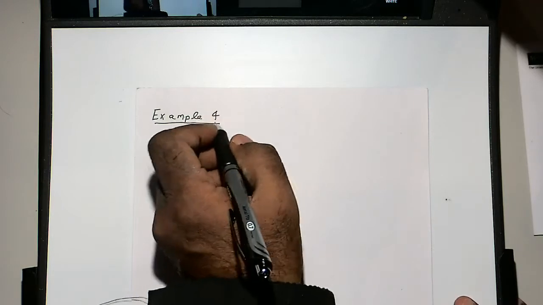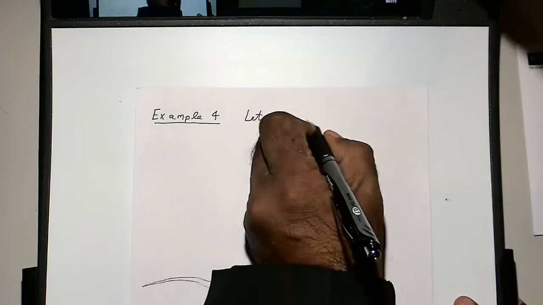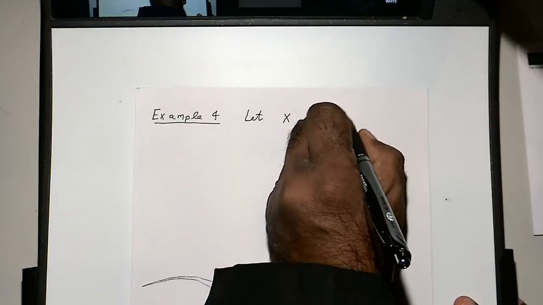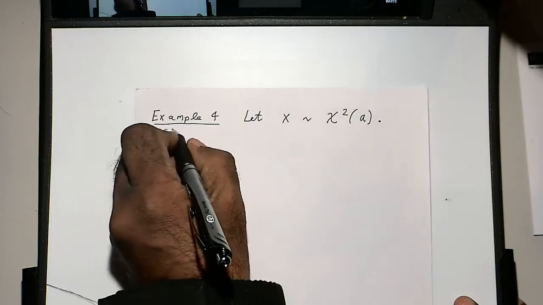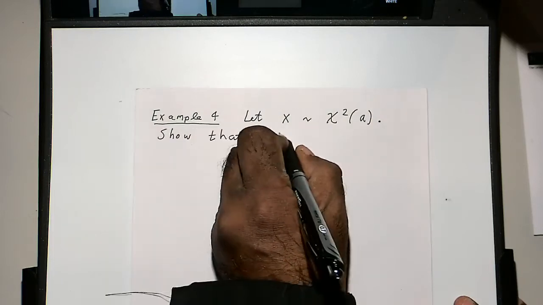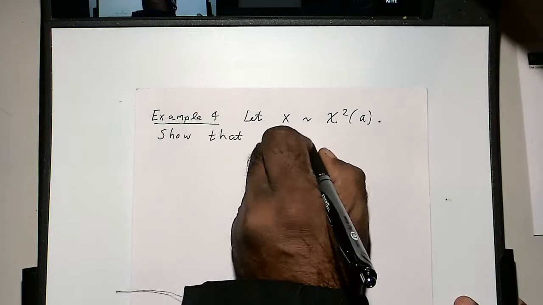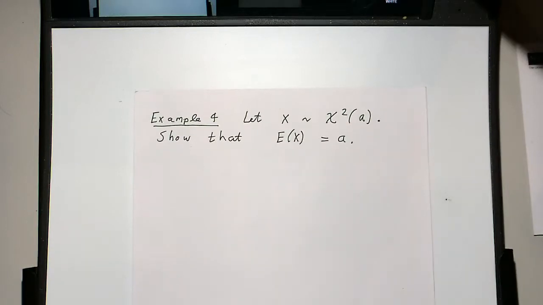Okay, let x be a chi-squared variable with a degrees of freedom. Show that the expectation of x is equal to a. You probably did questions like this in probability 1. I don't know, did you guys have? Okay, let me show you.